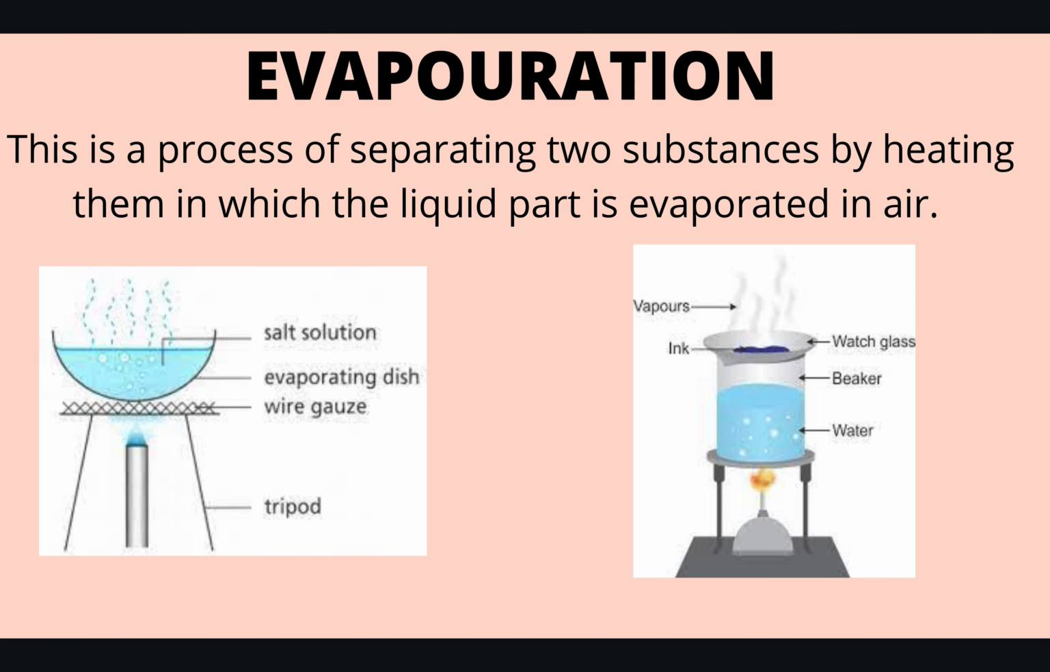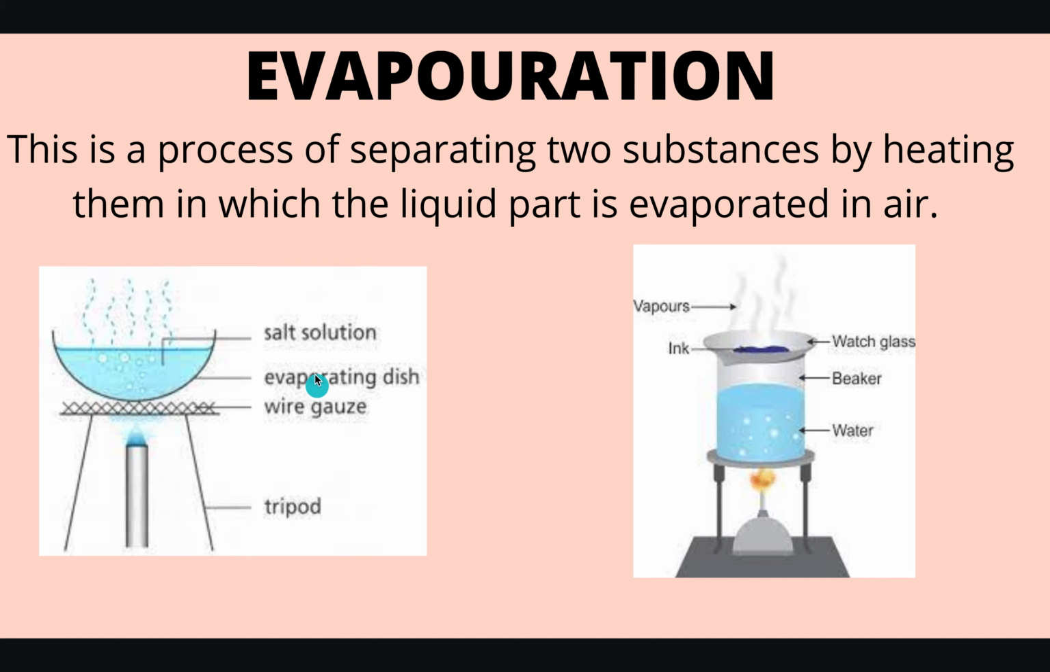So the very first type of separation of substances is known as evaporation. This is a process of separating two substances by heating them, in which the liquid part is evaporated in the air or in the atmosphere. In this, it is important that one substance has to be solid and the other substance has to be liquid, so that the solid part can stay at the bottom like sediments and the liquid part will get evaporated in the air. So how is the process of evaporation basically used?